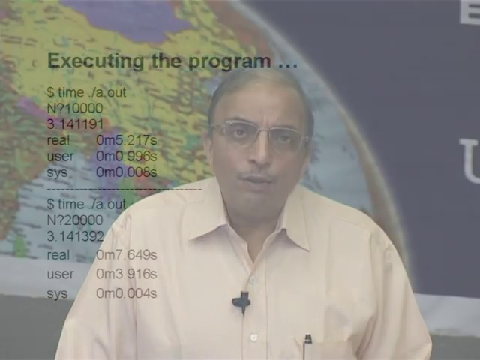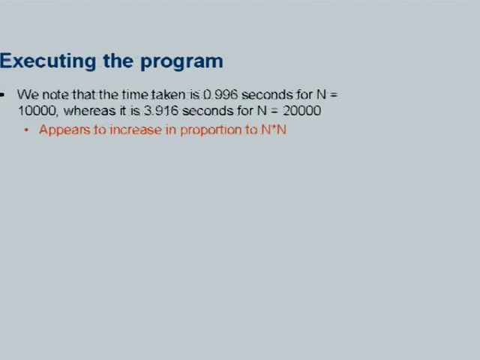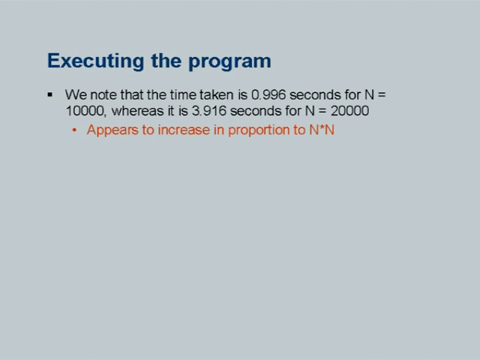This would also be obvious by the fact that inside my program, I have a nested loop and each loop runs n times. So the inner loop runs n square times. Consequently, as n increases, the time taken to execute that program is likely to be proportional to n square, a fact which is borne out by the observation of the time command here. An interesting thing happens. So first, we notice that the time taken for n equal to 10,000 is this much, and for n equal to 20,000 is 4 times that much. It therefore appears to increase in proportion to n square.